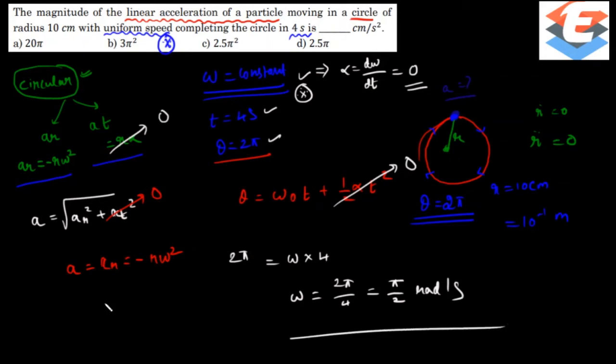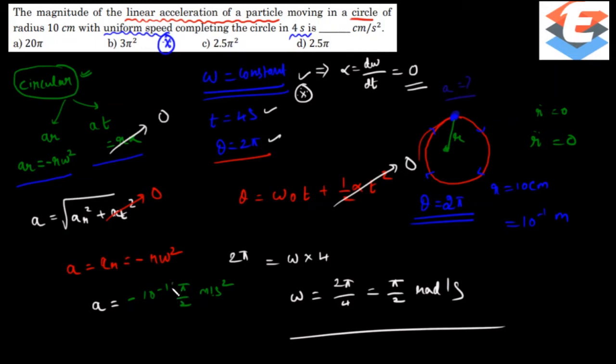So this is omega. What will be my acceleration finally? My acceleration is going to be minus, radius is given as 10 power minus 1 meter, that is 10 centimeters, so 10 power minus 1 into pi by 2. Acceleration, I'm sorry, linear acceleration, don't forget that. So it is meter per second square. Once you solve this, you will get the final answer.